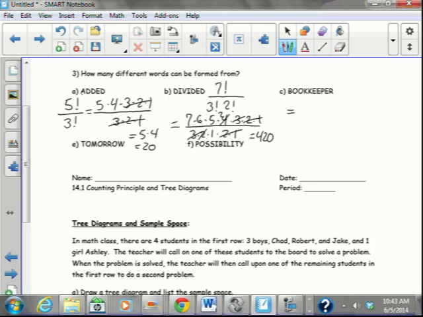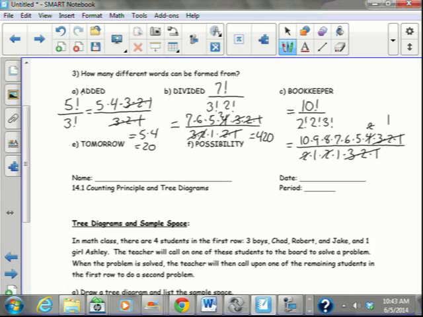Bookkeeper. How many letters? 1, 2, 3, 4, 5, 6, 7, 8, 9, 10, so 10 factorial. What repeats? 2 O's is 2 factorial, 2 K's is 2 factorial, and 3 E's is 3 factorial. So we've got 10 times 9 times 8 times 7 times 6 times 5 times 4 times 3 times 2 times 1 over 2 times 1 times 2 times 1 times 3 times 2 times 1. What can we reduce? Those cancel each other out. 2 goes into 4 two times. 2 goes into that 2. All of that reduces to 1. So it just becomes 10 times 9 times 8 times 7 times 6 times 5, which is 151,200.